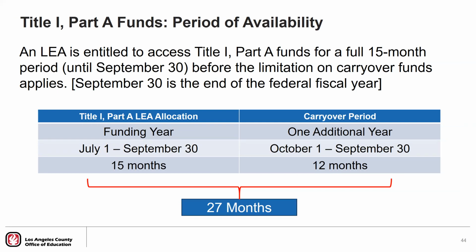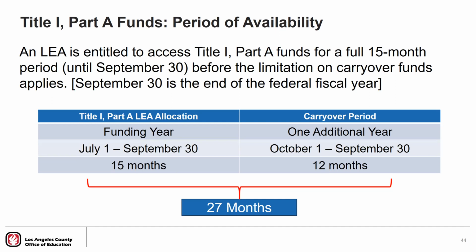For Title I Part A funds, an LEA is entitled to access Title I Part A funds for a full 15 months until September 30th before the limitation on carryover funds applies. Please note that September 30th is the end of the federal fiscal year. 12 months available to spend your allocated funds, with the federal requirements being that funds should be obligated by September 30th. We will discuss what obligation means later in this presentation.